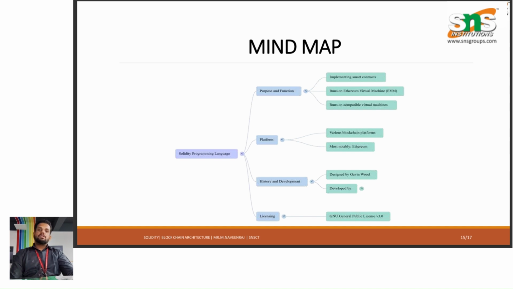Coming to the real-world applications of Solidity: finance, that is DeFi, supply chain management, real estate, healthcare, gaming, and crowdfunding. These are the places where Solidity has been applied in the real world. The various risks have been given, and the mind map for the same is given in the next slide.